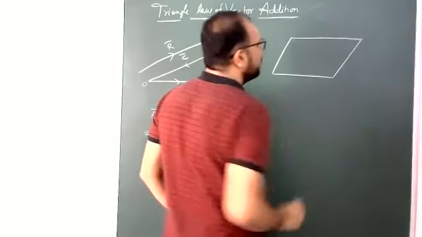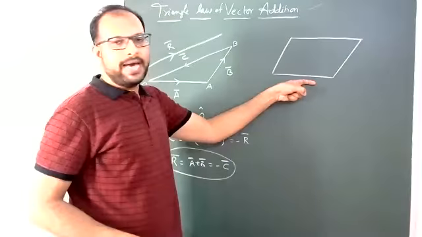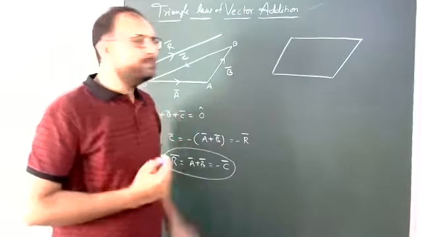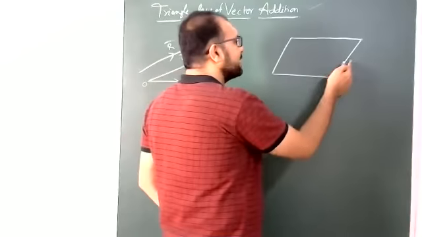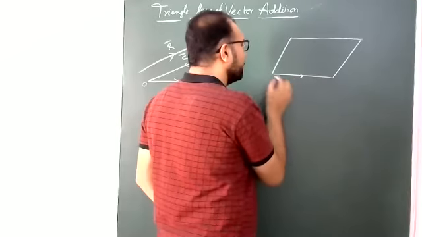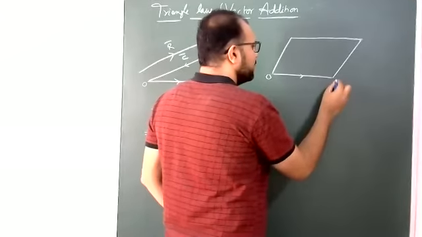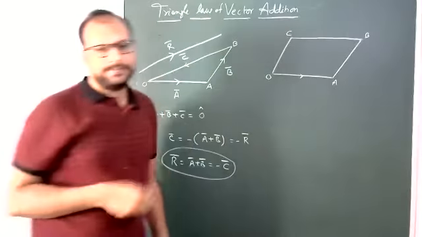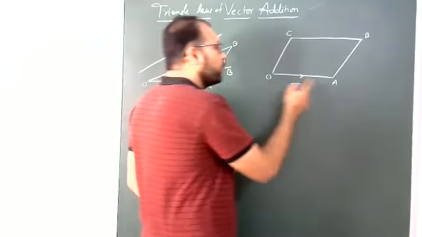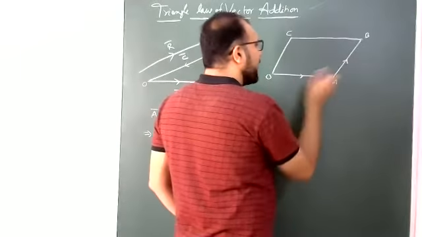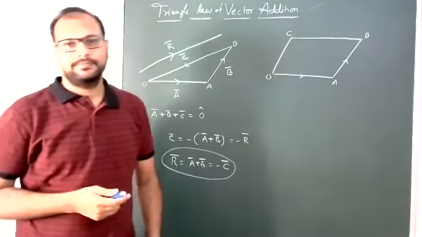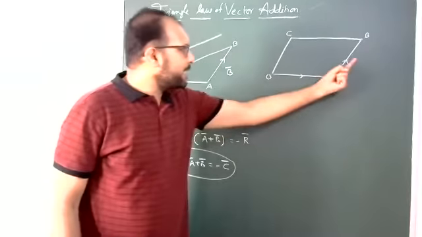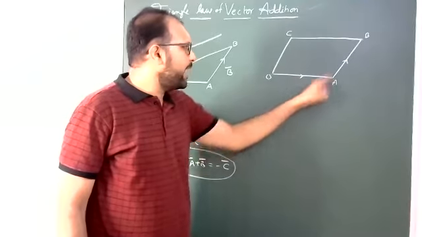This is a parallelogram. These two sides are parallel, and these two sides are parallel to each other. Now, two adjacent sides of a parallelogram. This is O, this is A, this is B, this is C. I am taking OA and AB, two adjacent sides of a parallelogram, in a particular order. See, O to A, A to B.